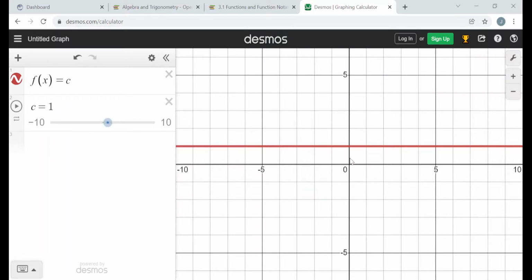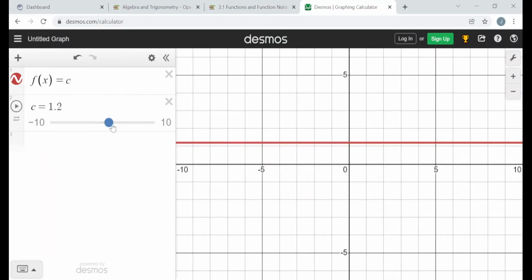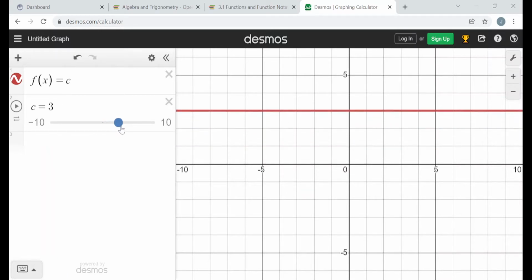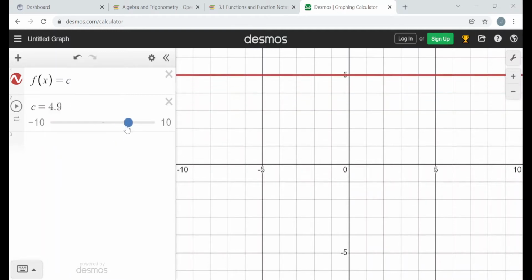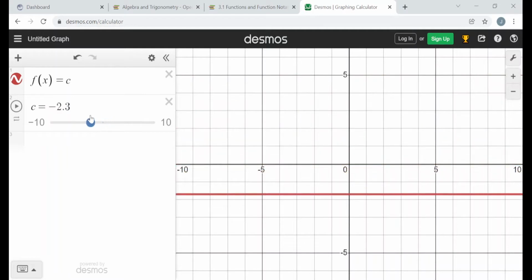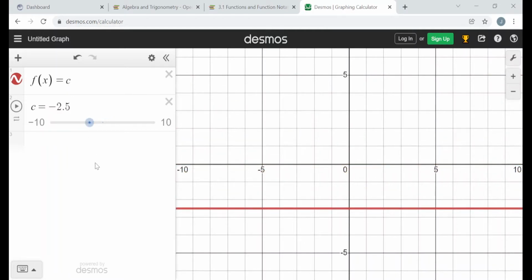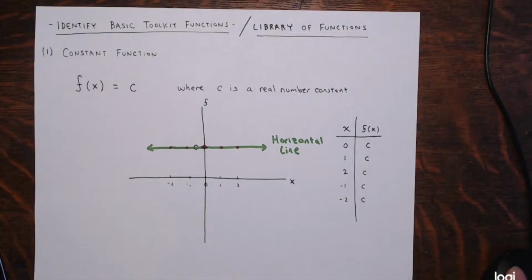Right? So you see at 1 on the vertical axis, every single point has a y coordinate of 1. And if I just move this around, it just moves the line up and down. There's f of x equals 3. But no matter what c is, this is a horizontal line. Okay, very, very simple. So that's your constant functions.